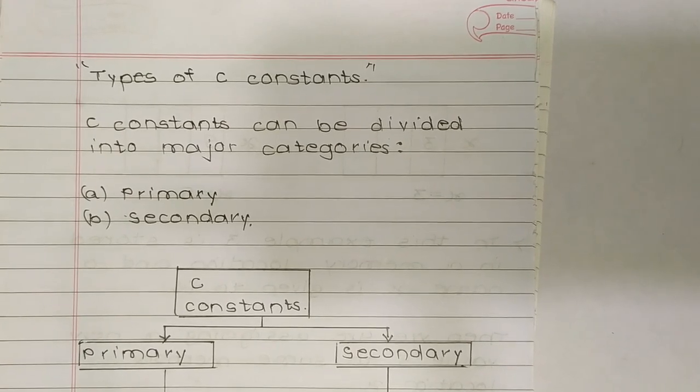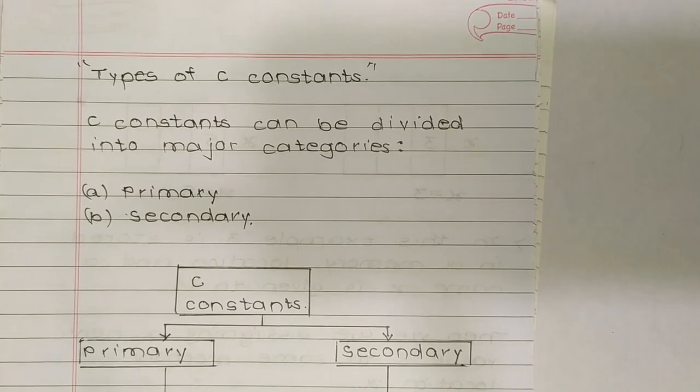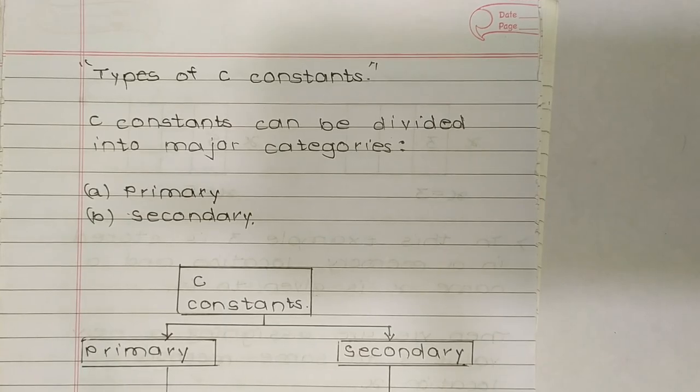Types of C constants. In this topic we are discussing types of C constants. There are various C constants. C constants can be divided into major categories: primary and secondary. So there are two main categories, which are the primary category and the secondary category.